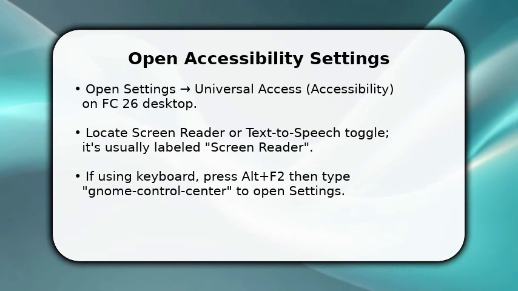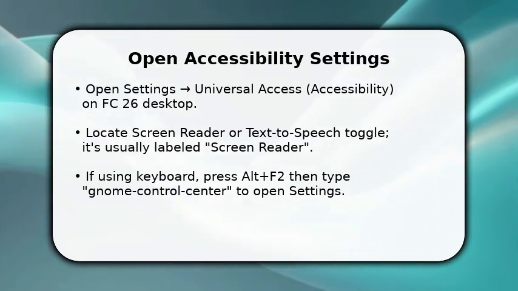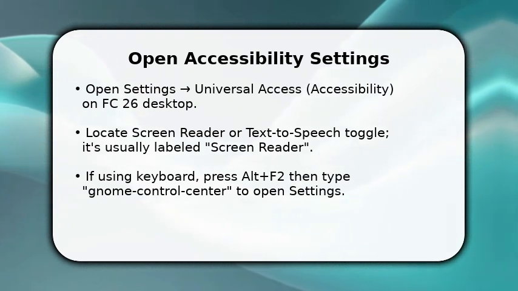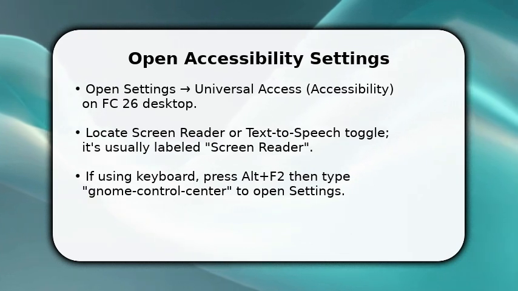You're starting inside the desktop environment. Open Settings and go straight to Universal Access. Once there, find the screen reader or text-to-speech toggle and switch it off. This stops automatic spoken feedback.